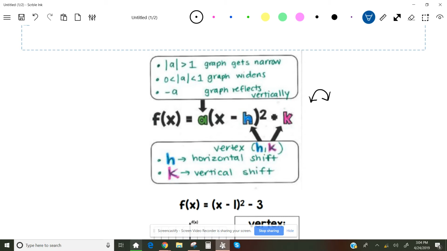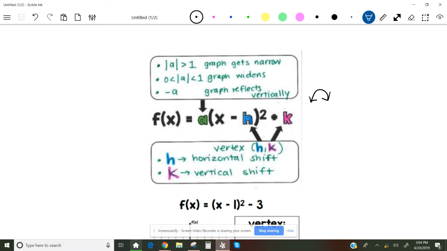Then we have H and K. H and K give us our vertex. Make sure you always change the sign of your H, and for K, the sign stays the same. Now, H tells you which way it's going to shift horizontally. Horizontal means left and right. And K tells whether it's going to go up or down.